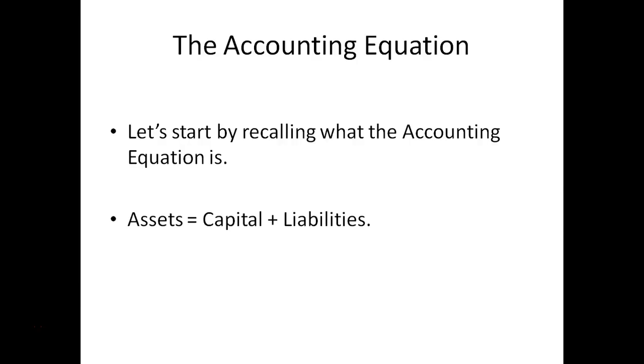Let's quickly start by looking at what the accounting equation is. You remember we said the accounting equation was assets equal to capital plus liabilities. We defined an asset as something that a business owns, controls, and uses to generate income. We defined capital as money borrowed. It doesn't have to be money, actually. Anything borrowed by the business from the owner.